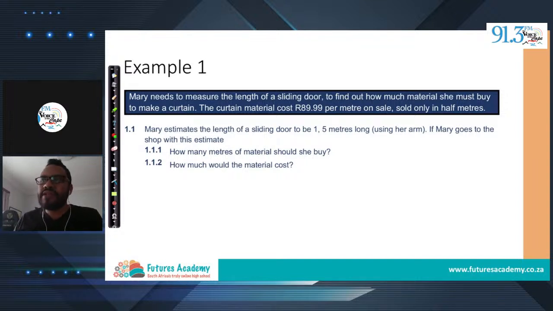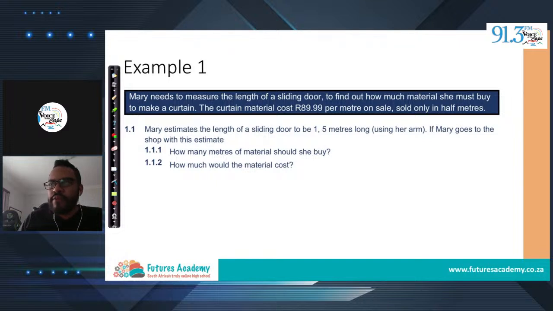The curtain material costs 89.99 per meter on sale, sold only in half meters. Okay. So two things are important here. Let's understand the question. She needs to measure the sliding door. The reason she's measuring it is she wants to know how much material she must buy. And we also know the price of the material per meter, and that it's only sold in half meters.